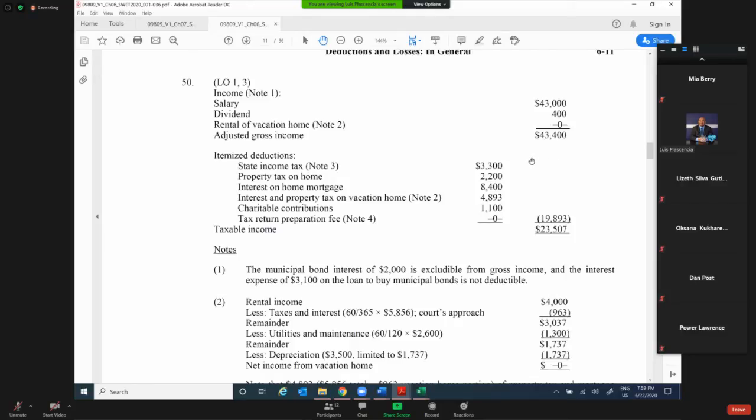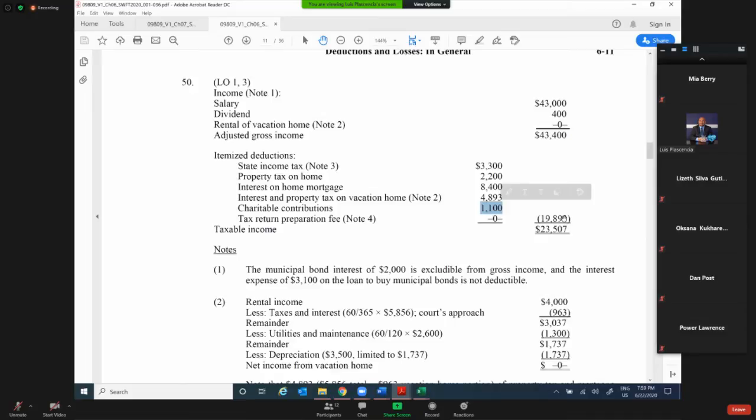There were no deductions for AGI, but we did have itemized deductions. State income tax and property taxes, plus whatever is allocated to the taxes from here, should be limited to 10,000, but it's way below the 10,000. Interest on first home, that's deductible. Interest and property tax, they just put it as one line item. That's the difference between the 5,856 and the 963. And then charity, 1,100. Total itemized deduction, 19,893, because that's more than 12,200. We're taking the itemized deduction, right?